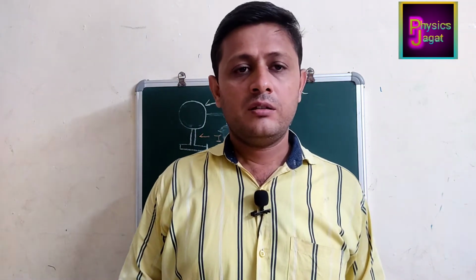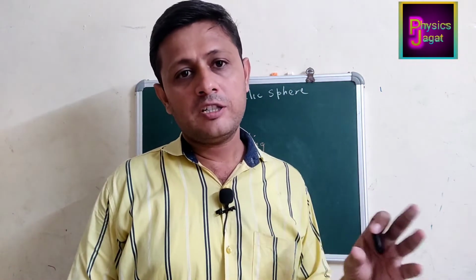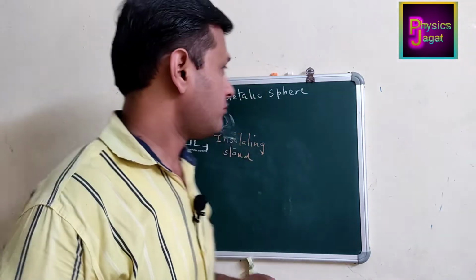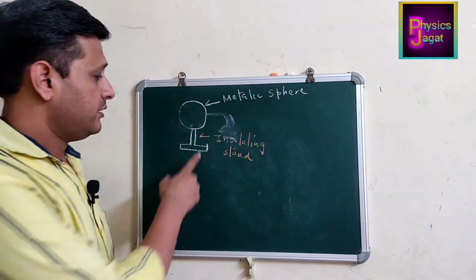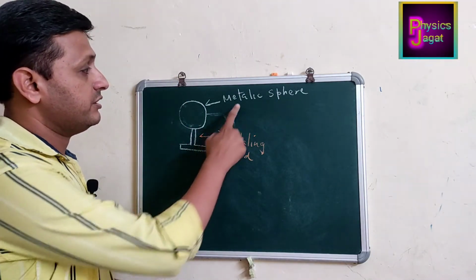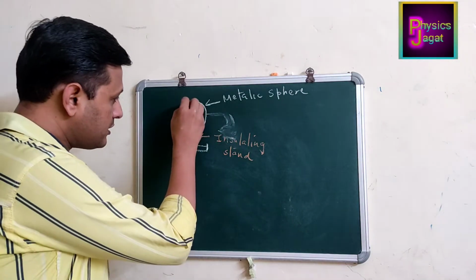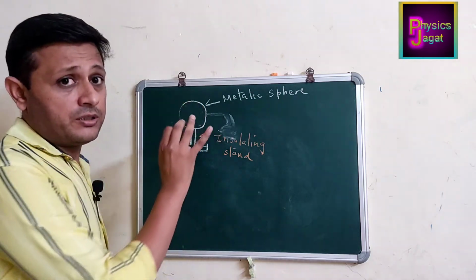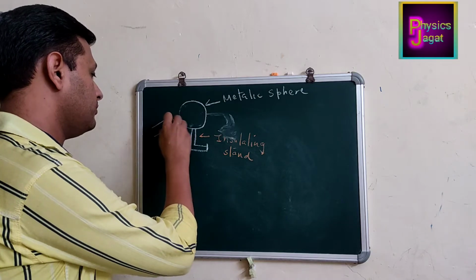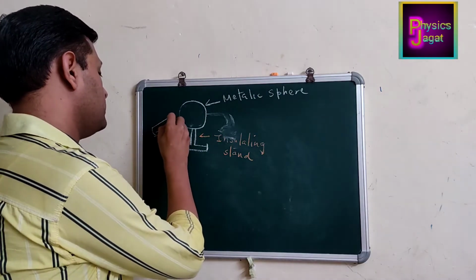The question is: how can we charge a metallic sphere positively without touching it? That is the question. So take one sphere like this, as we have taken it, on an insulating stand. So it is an insulating stand, metallic sphere. As we know, metals are good conductors. So how can we positively charge this metallic sphere without touching it? It is by charging by induction.